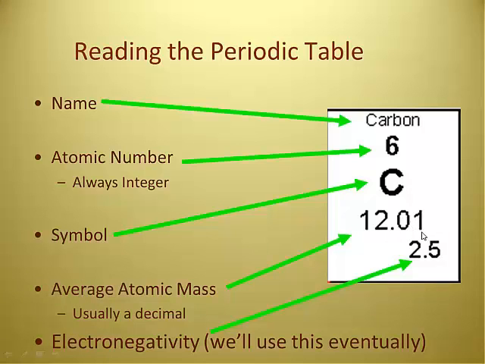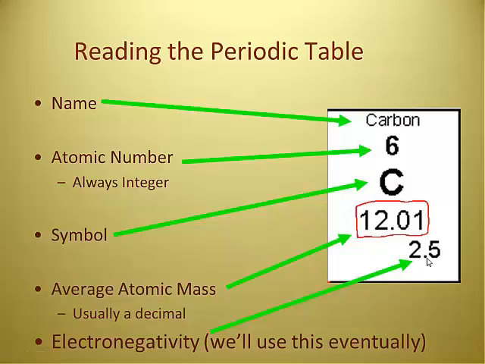And is that 0.01 important? Oh, yes. We're always going to have our masses from the periodic table to 2 digits right of the decimal. And then our electronegativity here, we'll use this eventually. For now, this number is kind of meaningless for us. We just want to ignore it.